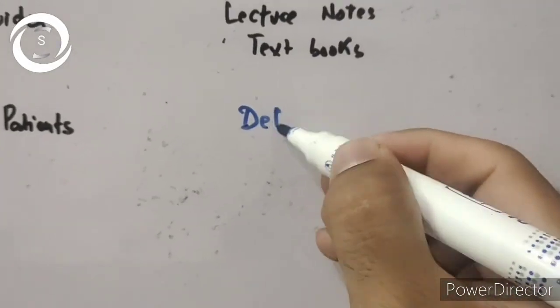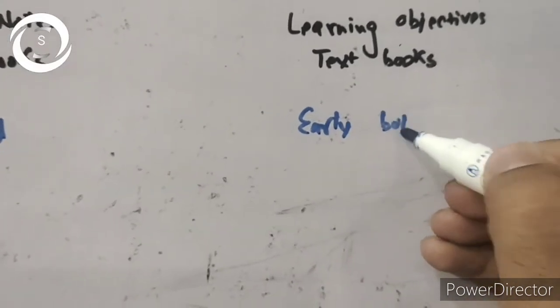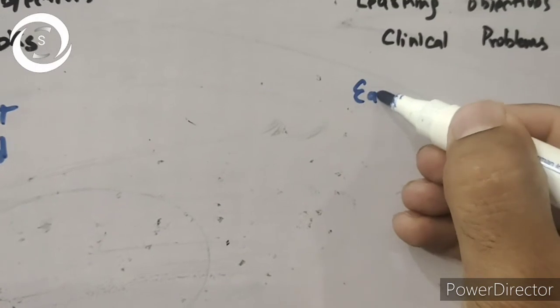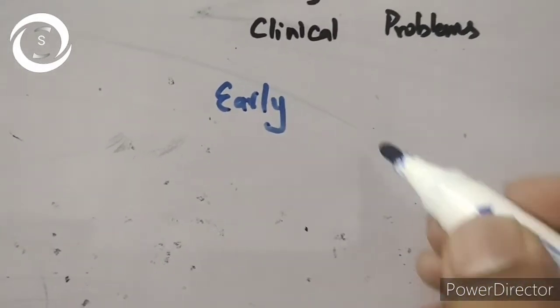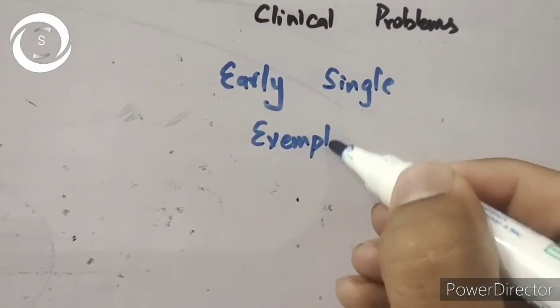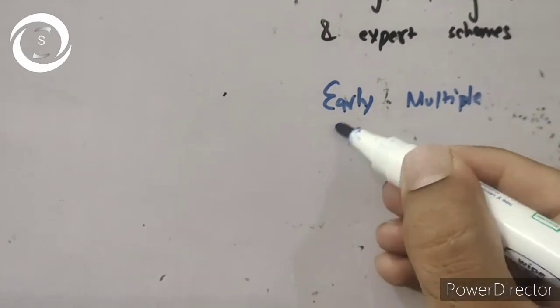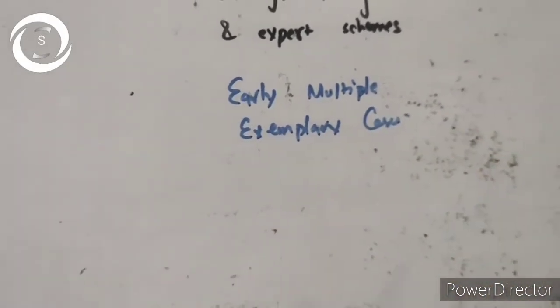Exposure to patients is delayed in discipline based, early but limited in organ based, early single exemplary cases in problem based, and early multiple exemplary cases in clinical presentation based. So that was the differences between different curricular teaching methods: discipline based, organ based, problem based and clinical presentation based. Thank you.